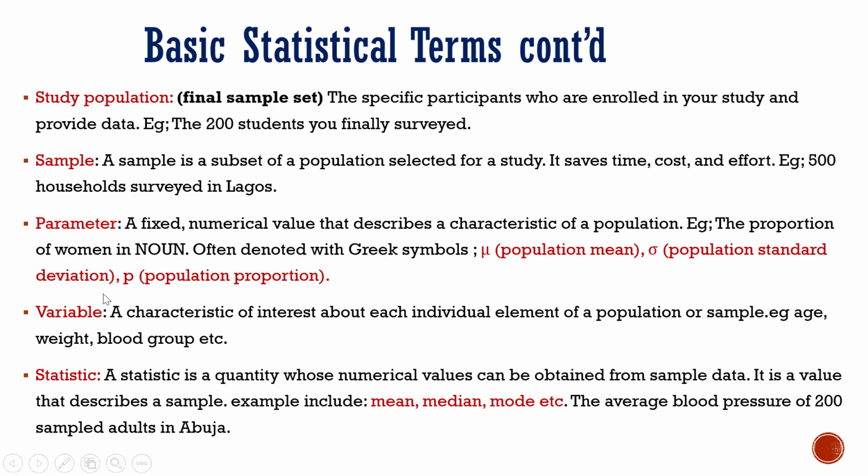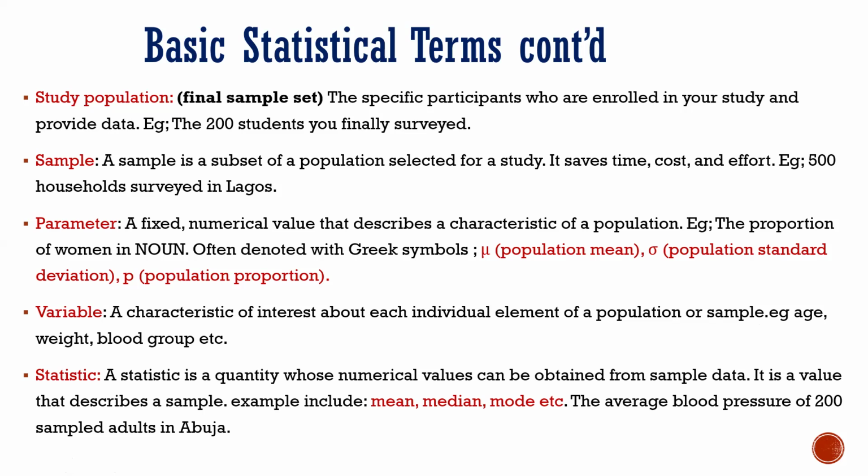Okay. Then we also have another statistical term called variable. A variable is a characteristic of interest about each individual element of a population or sample. And we can have different types of variable. We can have age, we can have weight, we can have blood group, height, a lot of them. So they are called variables. They are characteristics of interest about individual elements of a population.